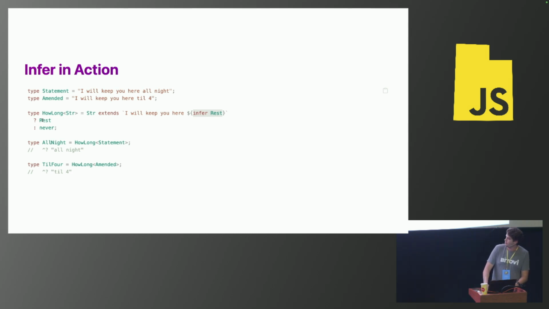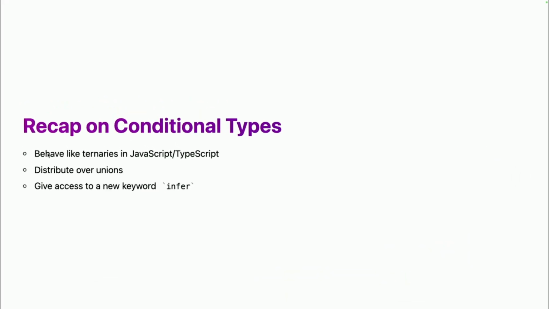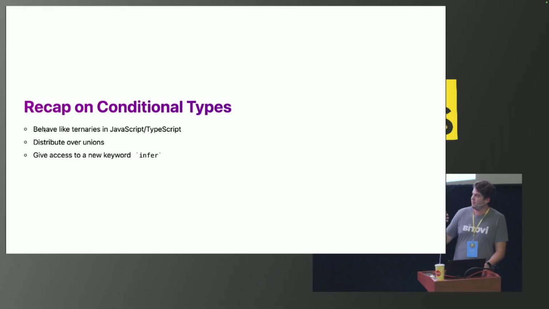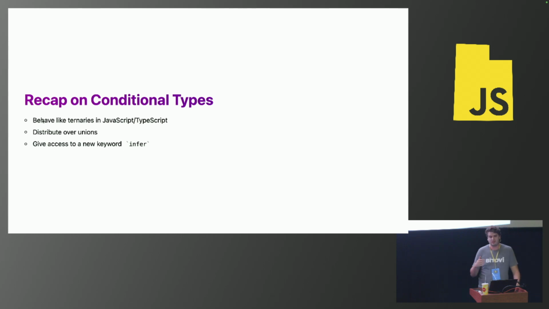Sweet. So that's the broad overview of conditional types. The main three things here are they behave just like ternary in JavaScript or TypeScript. They distribute over unions, and they give you access to a new keyword called infer. Something to mention about infer, the variable that you infer can only be used in the truthy path of your conditional types. That's because if it doesn't match the pattern, TypeScript cannot infer anything about it. And on top of that, infer is a conditional types feature, not a TypeScript feature. So you have to use it within that extends clause of your conditional types.